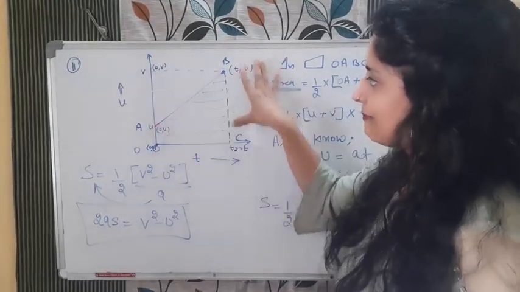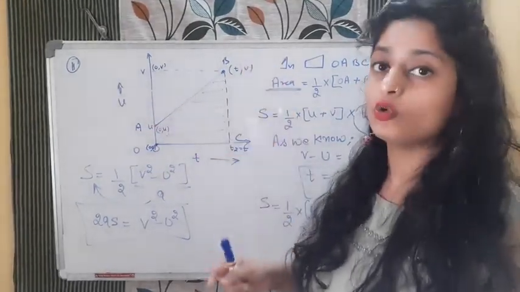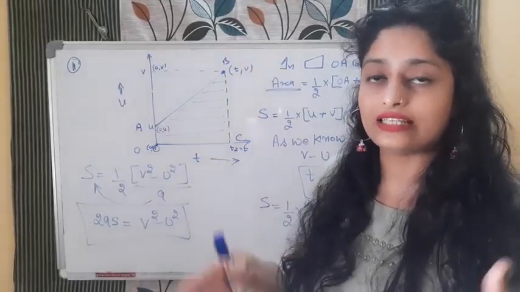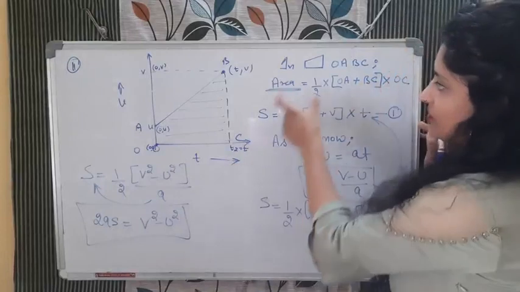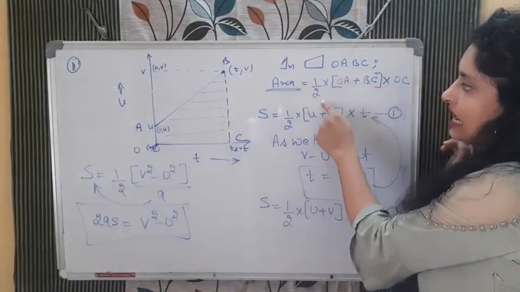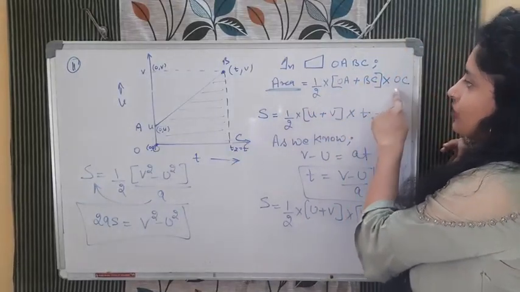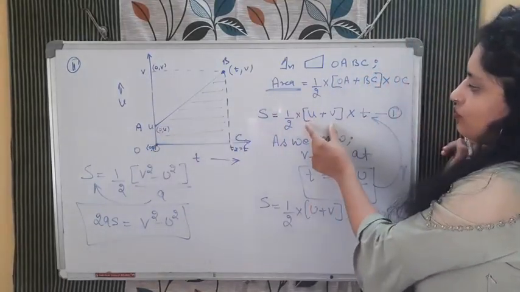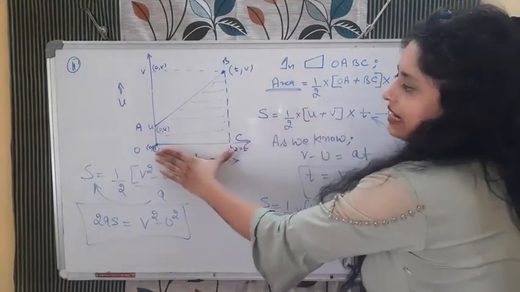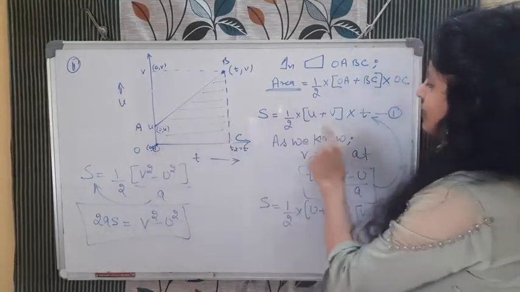Now this shape is looking like a trapezium, and we know that the area under the curve gives us the distance. So we will calculate the area of this trapezium. Area of trapezium formula is half into sum of parallel sides into height. Now this side and this side are parallel, so the sum of parallel sides is u plus v, into height. This is the height difference between them. So what is this? T.